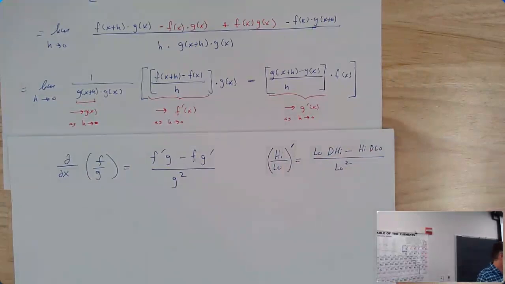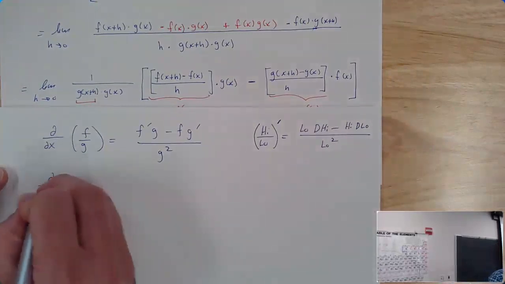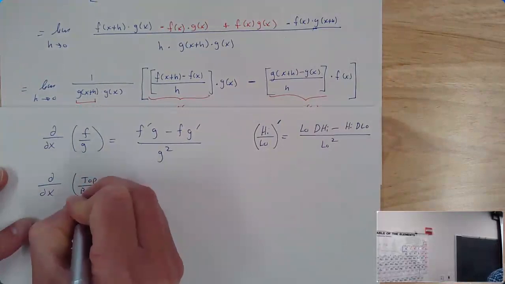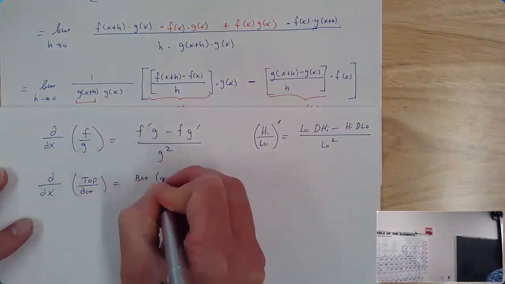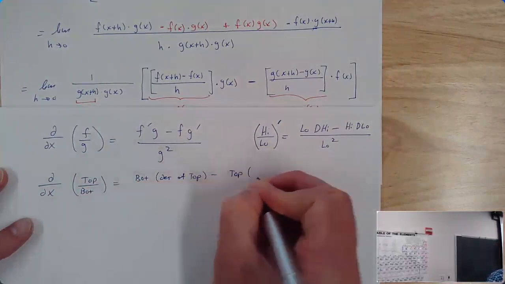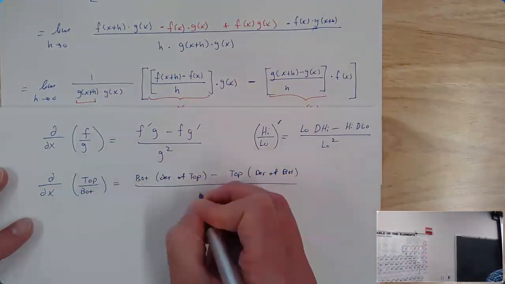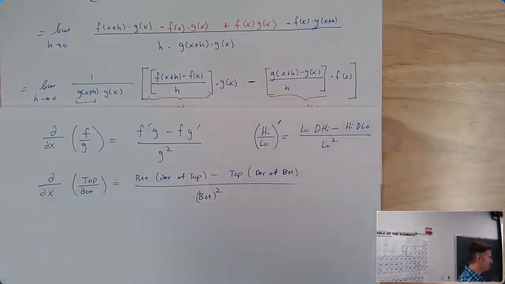To me, that's never caught on. I will tell you literally the words that I say in my brain, which is kind of lengthy, but whatever. I say, the derivative of the top over the bottom is the bottom times the derivative of the top, minus the top times the derivative of the bottom, all over the bottom squared. That's just the way I say it in my head. Bottom d top minus top d bottom, all over the bottom squared.